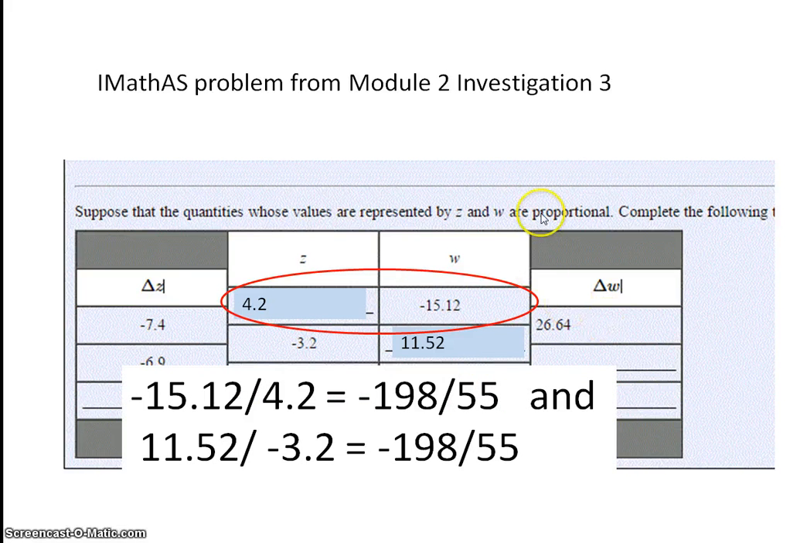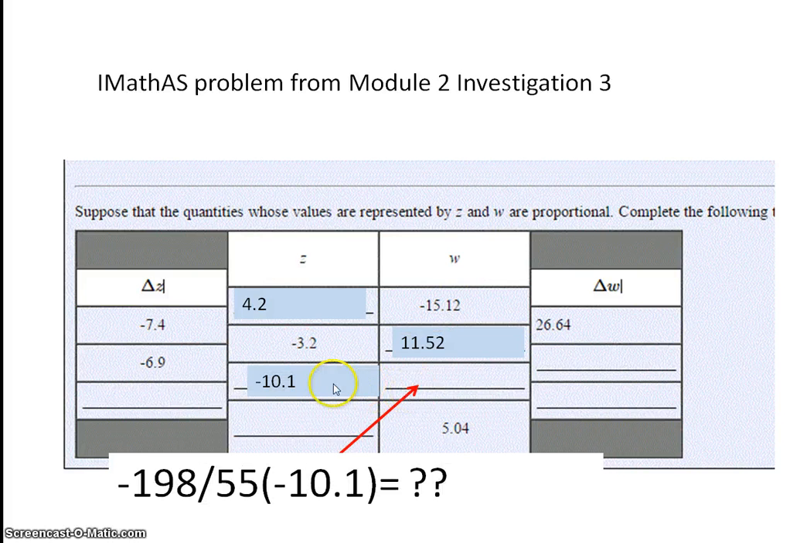And this is where we finally get to where z and w are proportional, and use that. If z and w are proportional, then w over z is going to be our proportionality constant. Off the video, I took my w value divided by the z value, and I got negative 198 over 55. My calculator showed a repeating decimal, so I knew it would be a fraction eventually. This is my proportionality constant. Then I tried again just to make sure. I took the w value 11.52 and divided by negative 3.2, and I got the same proportionality constant. So hang on to this; it would be our value of c, or sometimes we call it m.